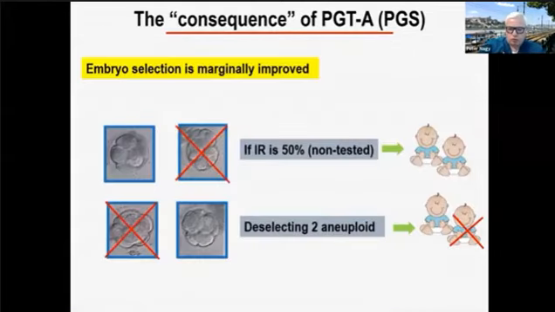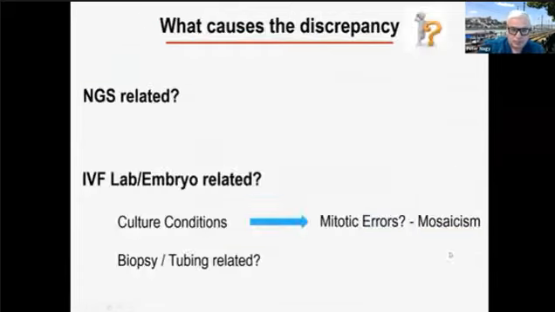To go back to our example where the patient had 4 embryos and we got 2 babies out of it. Now, if you are deselecting the 2 aneuploid, then based on this study result as well as the SART analysis, basically that means that instead of getting 2 babies after PGTA, you probably would get just 1 baby. So the question comes up, what is the cause of this discrepancy?